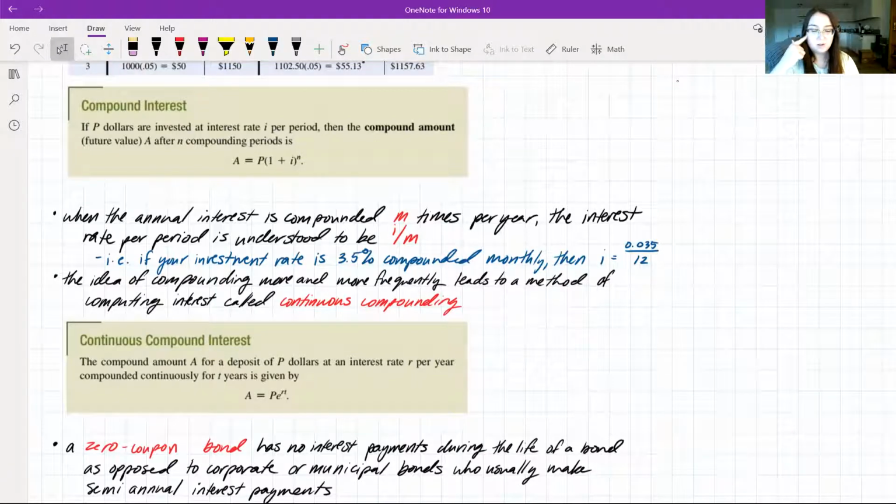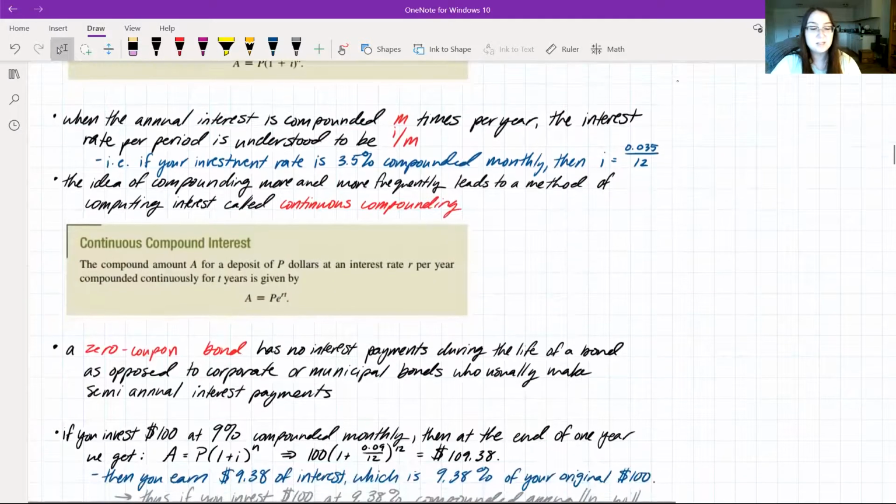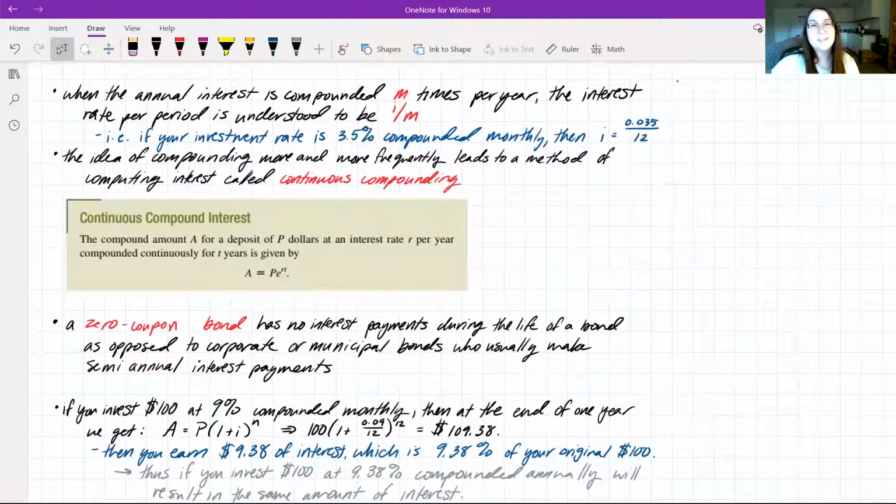So if our investment is 3.5% compounded monthly, then our interest rate per period is 0.035 divided by 12, because we compound 12 times a year since it's monthly, once a month, 12 months in a year.